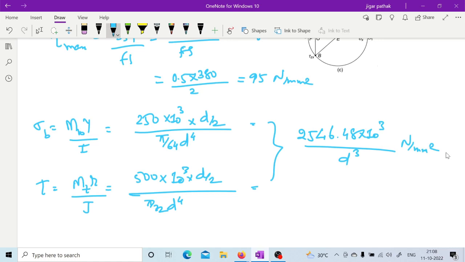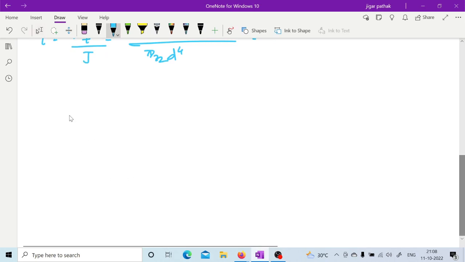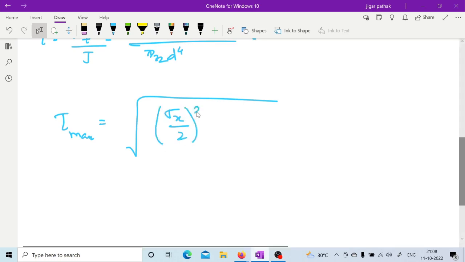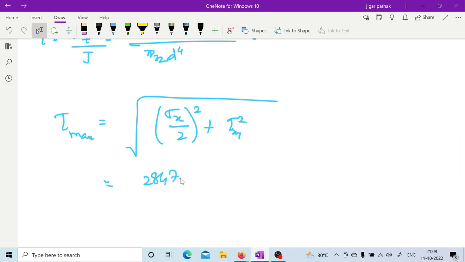This is the stress. Now once you have both the normal stress and shear stress with you, you can go for the maximum shear stress, the square root of sigma x minus sigma y by 2 whole square plus tau xy square. This will give you 2847.05 into 10 raised to 3 divided by d cube. This maximum shear stress is equal to 95. So it will give you the diameter 31.06 mm.